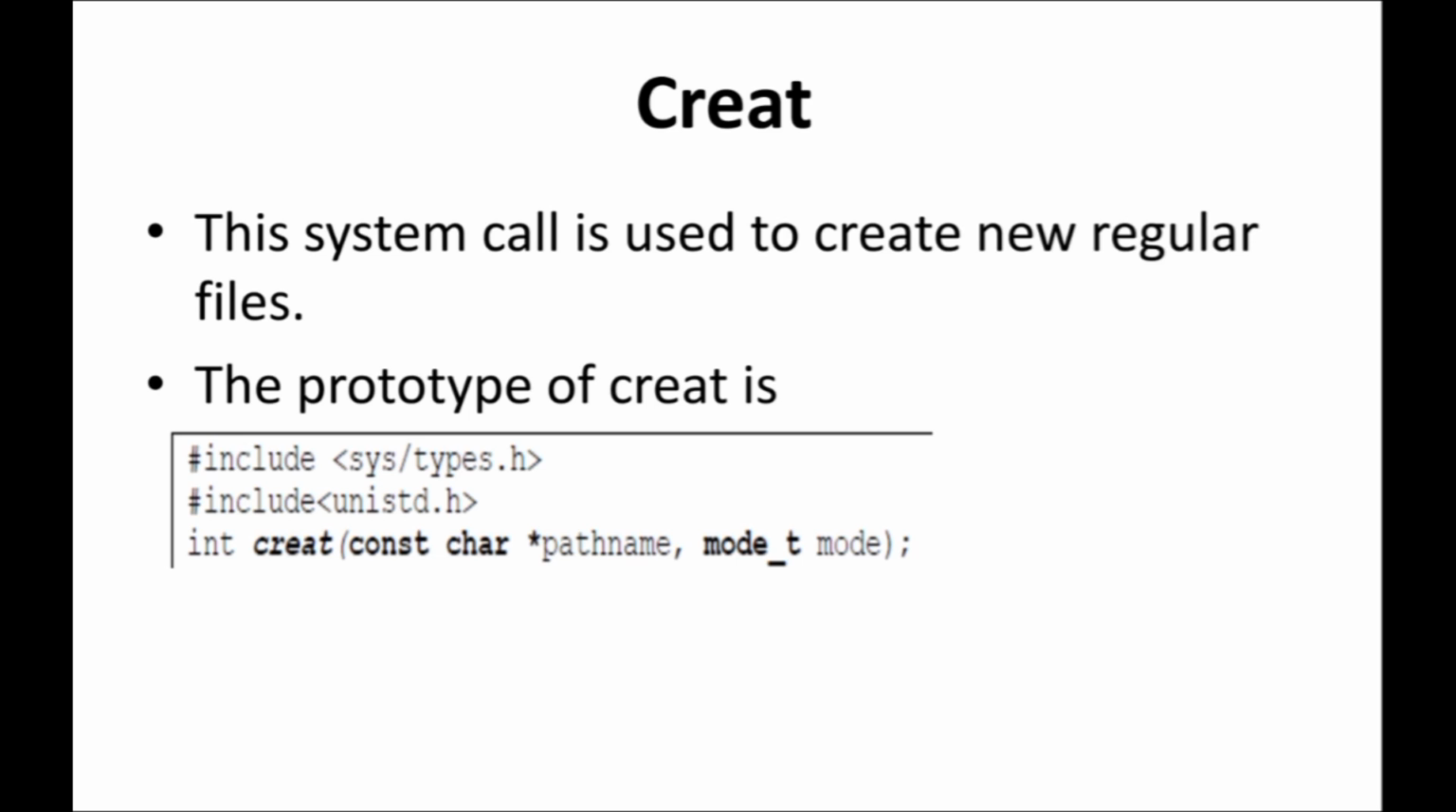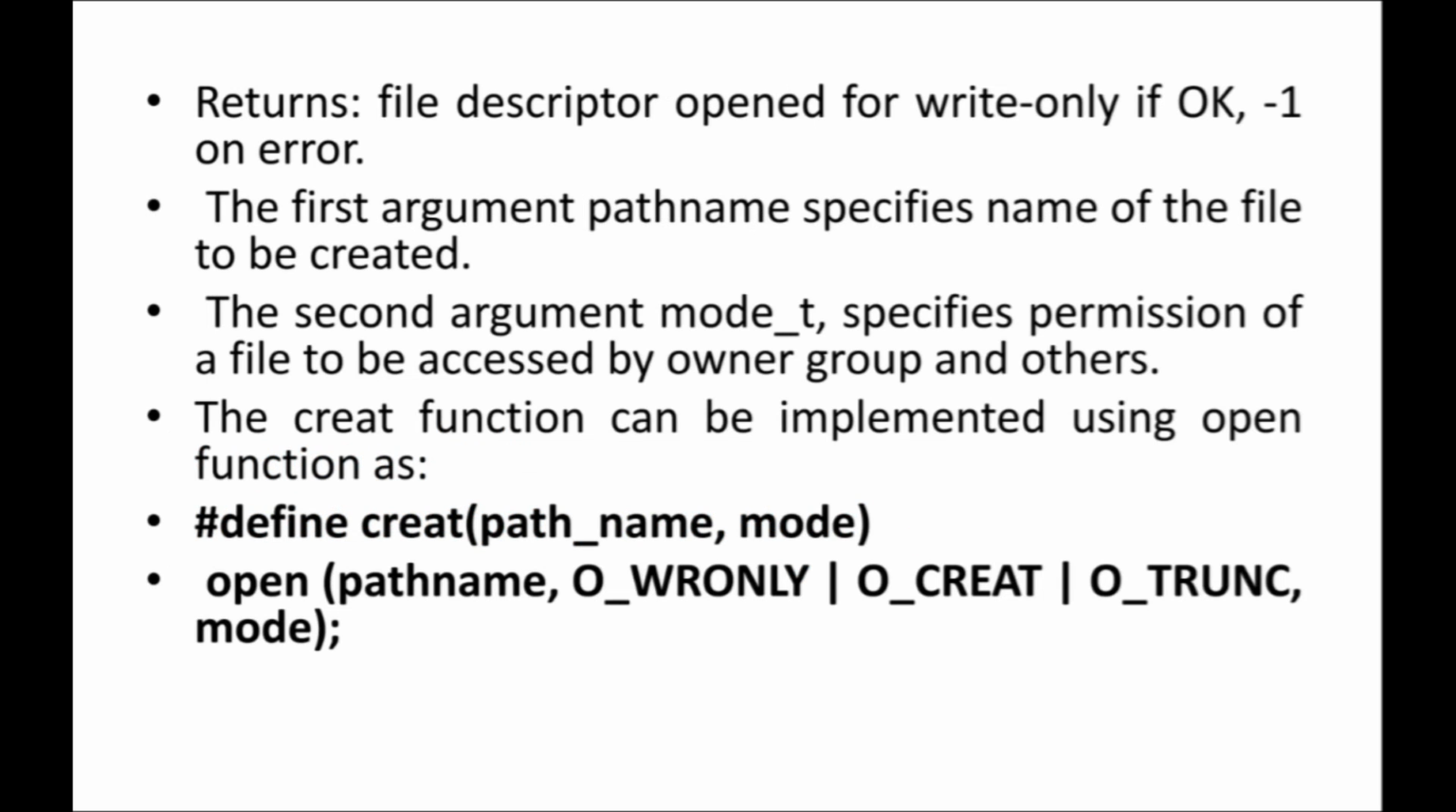And the create API prototype, you can see here, contains 2 arguments. One is a path name and one is the mode. So these are the 2 arguments I have to give for this create API. Now we will discuss these arguments. The first argument, path name, specifies the name of the file to be created. When you want to create a file, you have to give the name to the file, right? And that name is specified using the path name argument.